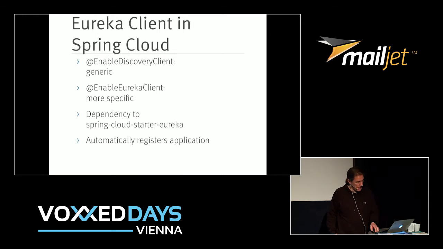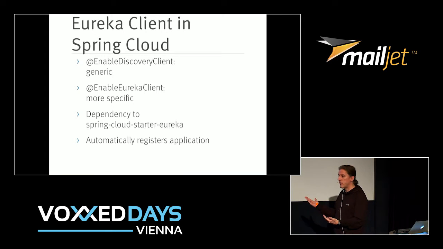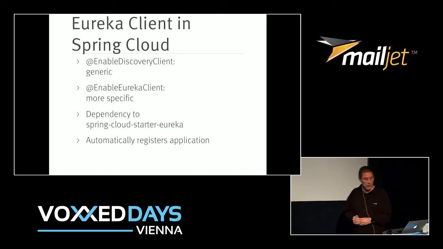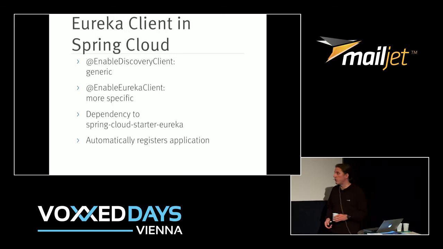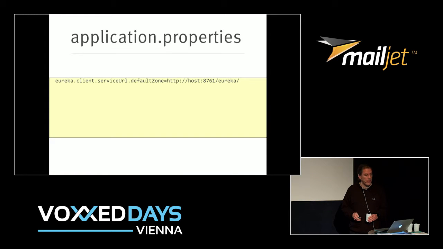Sounds great, right? Now, you might wonder how this actually works, because at the end of the day, you need to have access to one specific Eureka server, right? And somehow you need to find that server. And actually, this is something that you still need to do. So in your application.properties, which is the standard Spring Boot configuration, you need to say, this is the server that you register at.